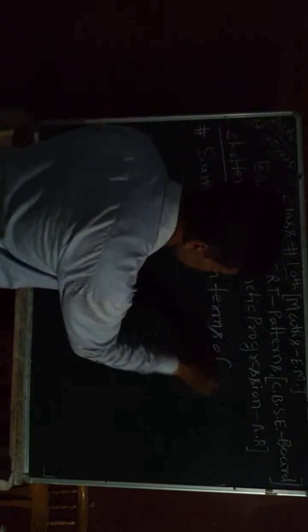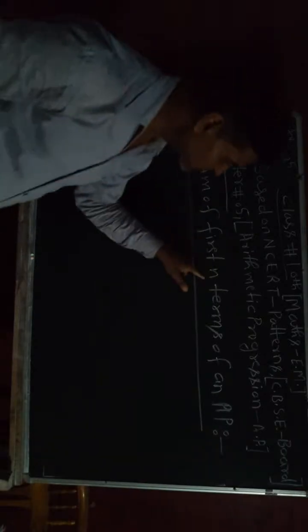the sum of the first n terms of an AP. AP stands for arithmetic progression. So here we have to find the sum of the first n terms of an AP.